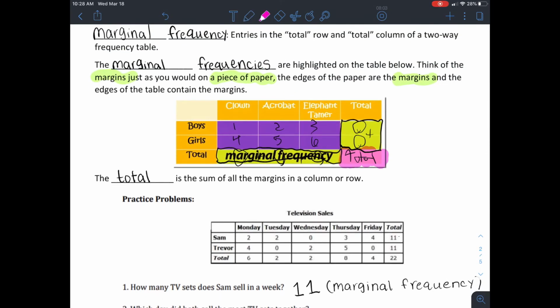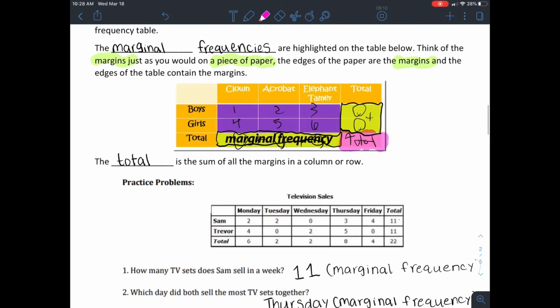So how many TVs does Sam sell in a week? Let's check and see if these answers are right. It says 11. Let's go check. So Sam selling the whole week. We're looking at the whole business week, Monday through Friday. How many did he sell total that week? 11. Now, is that 11 a joint frequency or a marginal frequency? Well, it's on the edge, like the margin of a piece of paper. So that's a marginal frequency. I think that this answer is correct.